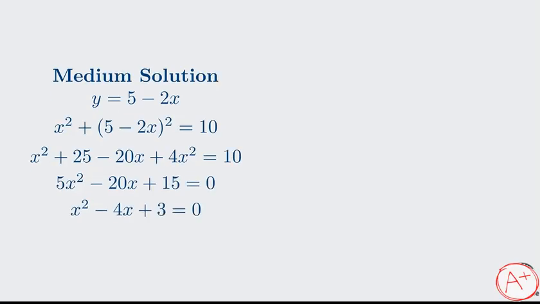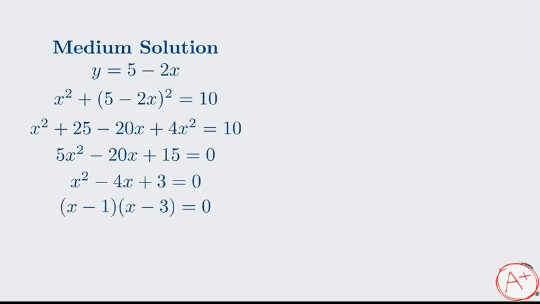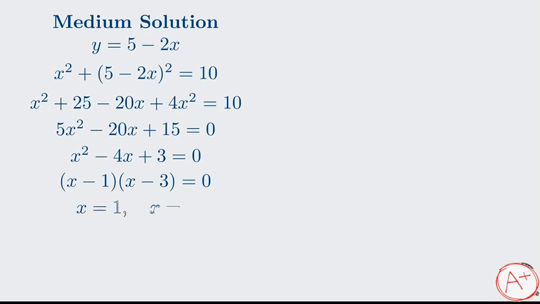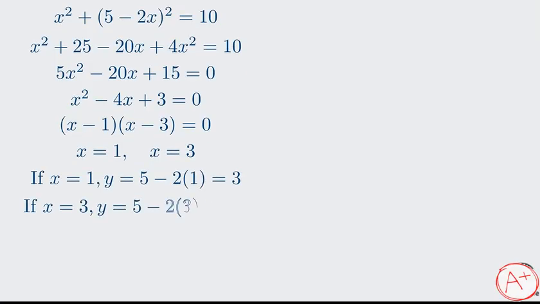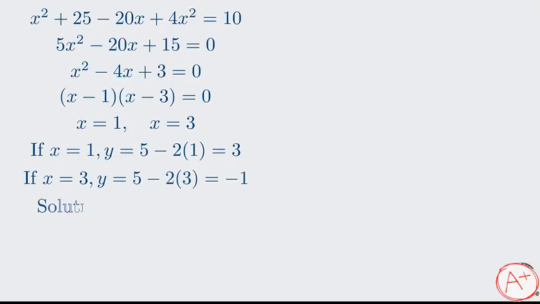Divide by 5 to make it easier. x squared minus 4x plus 3 equals 0. Factorizing gives x minus 1 times x minus 3 equals 0. So, x is 1 or 3. If x is 1, y is 3. If x is 3, y is -1. The coordinates are (1, 3) and (3, -1).